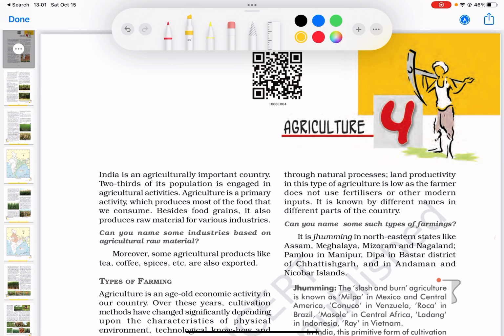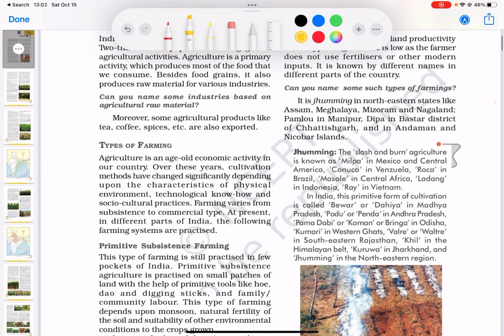So, let's get started. The first opening statement is good. It talks about India being an agriculturally important country. So we are okay. As the name suggests, it's all going to be about agriculture. Now, if you look at the first topic, it is talking about types of farming. So what this means is that we are going to look at the different types of farming.